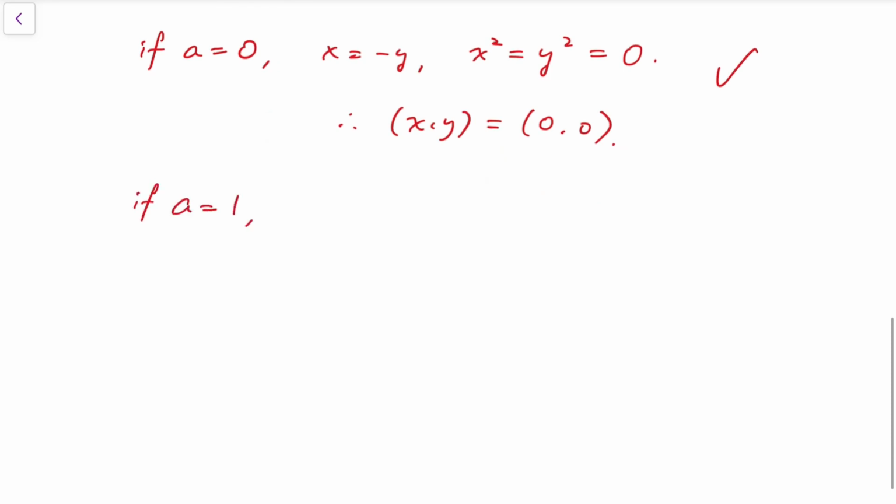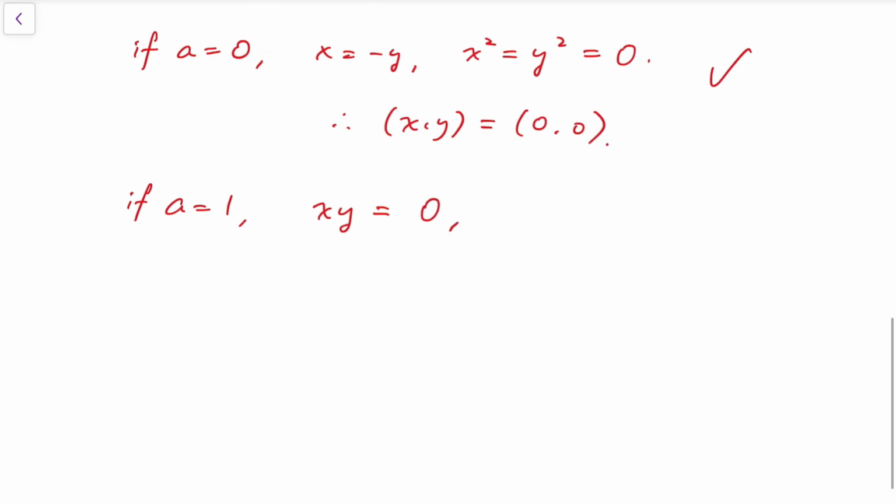If a equals 1, then x plus y, x squared plus y squared, and the sum of cubes are also equal to 1, then at this point, xy, as (a squared minus a) all divided by 2, equals 0. So that means either one of x or y has to be 0, and the sum is 1, so therefore there can be either (0, 1) or (1, 0). Again, that means a equals 1 is valid.